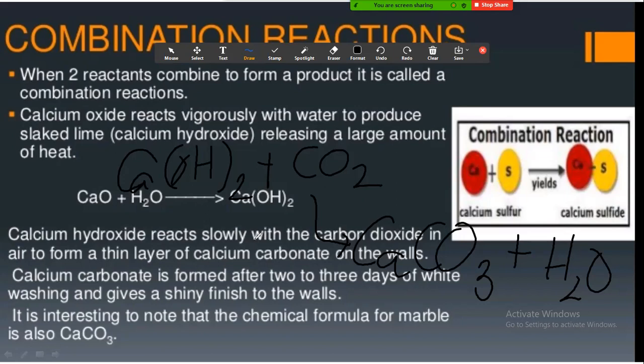Calcium hydroxide, right, when it combines with carbon dioxide, it turns into calcium carbonate. It's a shiny white very thin layer. Okay, and that's what gives the shine in the home. Yes. And this is very interesting to note that the chemical formula for marble is also calcium carbonate. The marbles that sometimes people use in flooring the homes, that is also calcium carbonate.